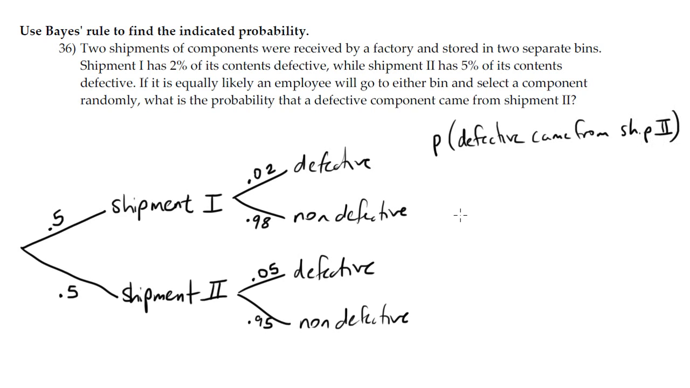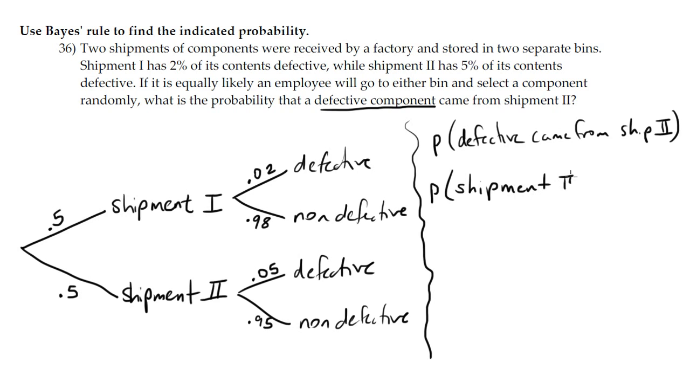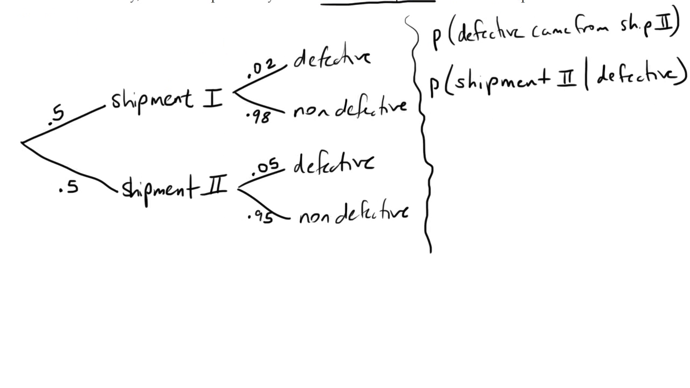This is a conditional probability problem in disguise, right? Here's what the conditional setup is. If the component is defective, that's something we know is defective, what's the probability it came from shipment 2? So in conditional probability language, what's the probability it came from shipment 2, given that we know this component is defective? So I'm going to scroll down some. So probability that it came from shipment 2, given that we know it's defective.